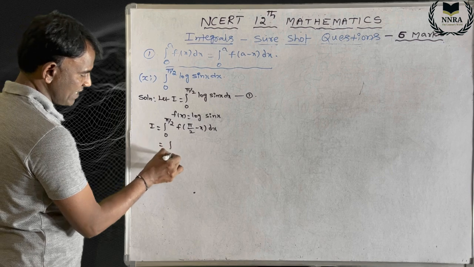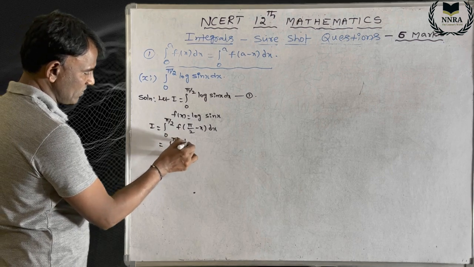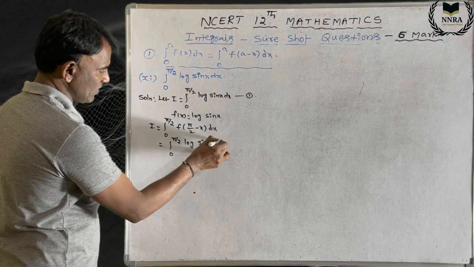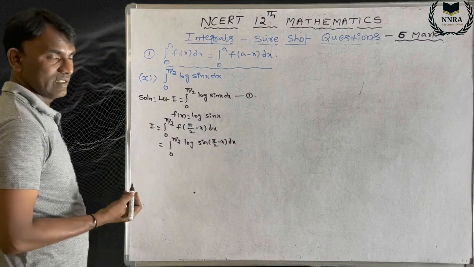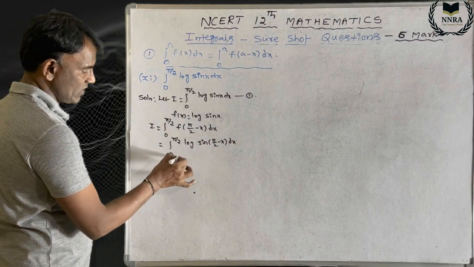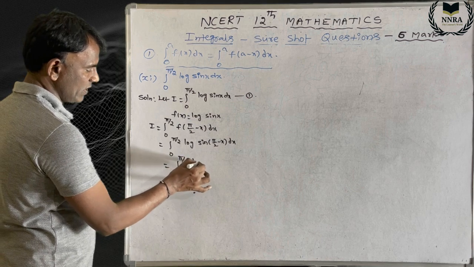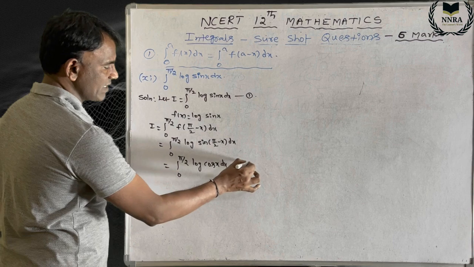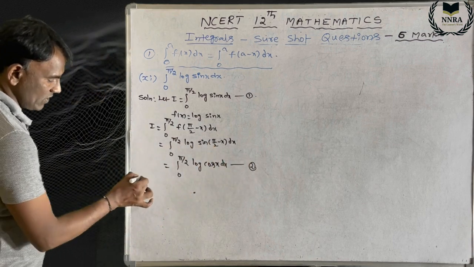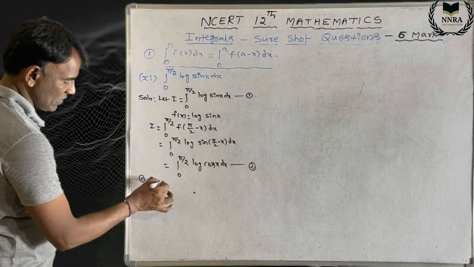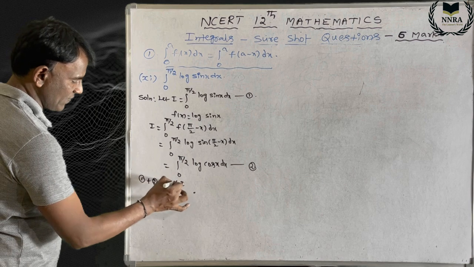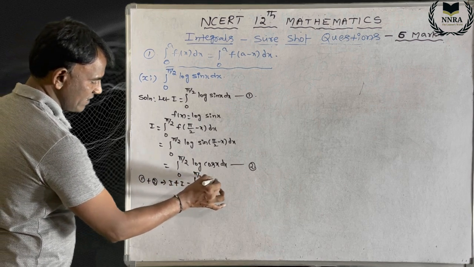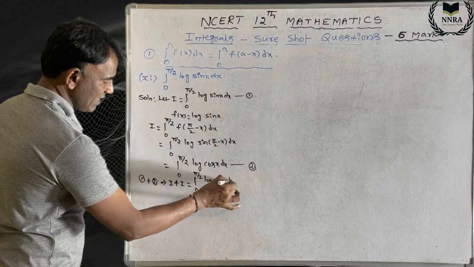So how to write it? Integral 0 to pi by 2 log of sin of pi by 2 minus x into dx. And this can be written as 0 to pi by 2, so log of sin of pi by 2 minus x is cos x. Then dx, equation number 2. So now 1 plus 2. So the LHS value is I plus I. And here 0 to pi by 2, it is log of sin x dx.